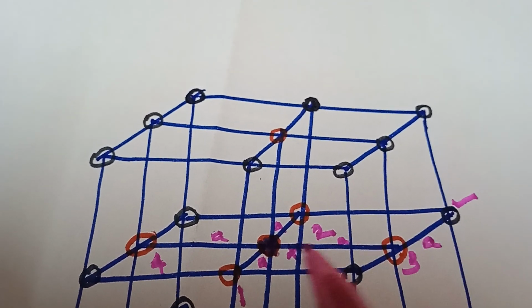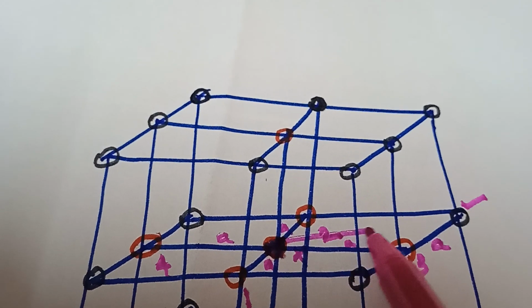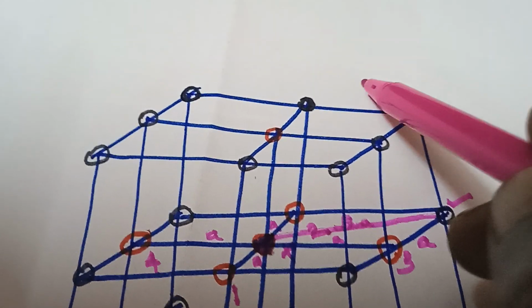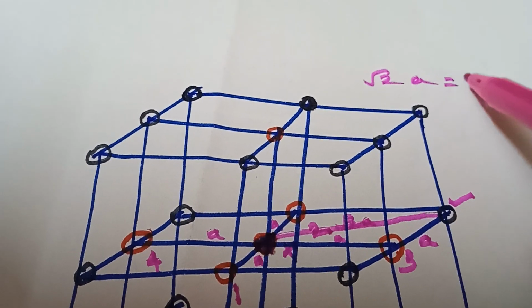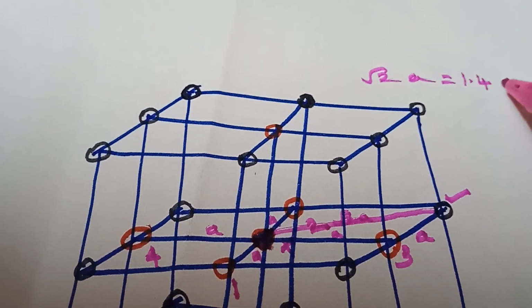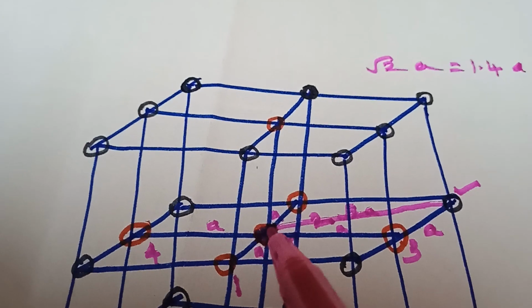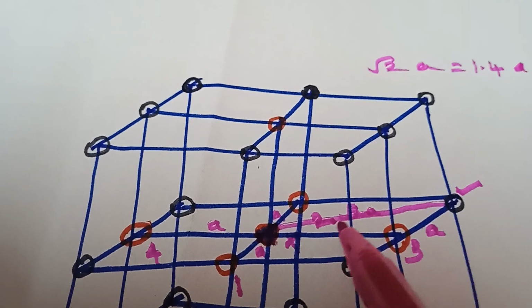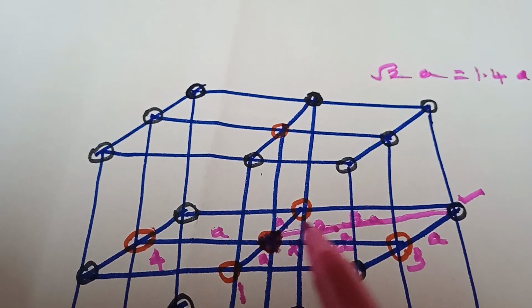All these are sides of the cube, so this one should be at a distance of root 2A, which is 1.414 of A, whereas these corner atoms, which are considered as nearest neighbors, are at 1A distance.